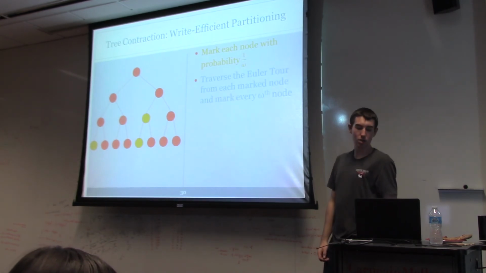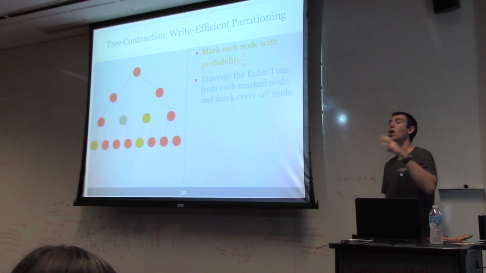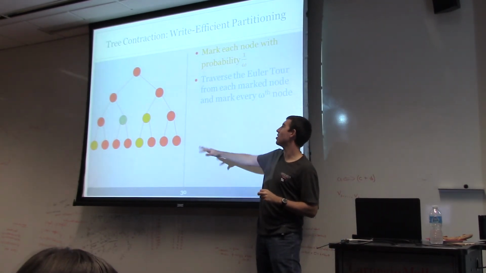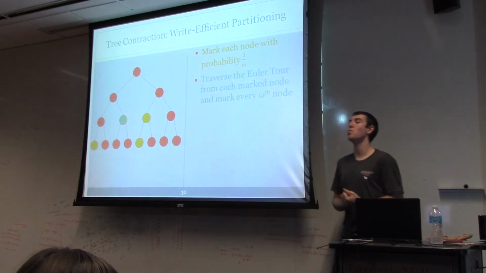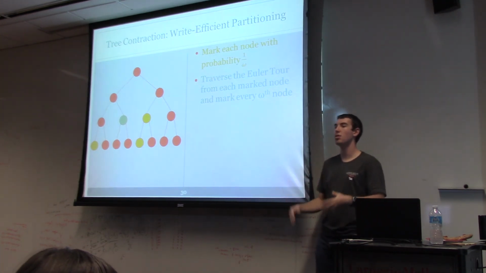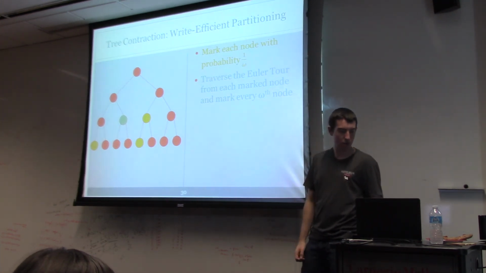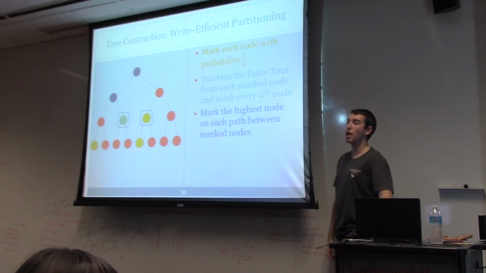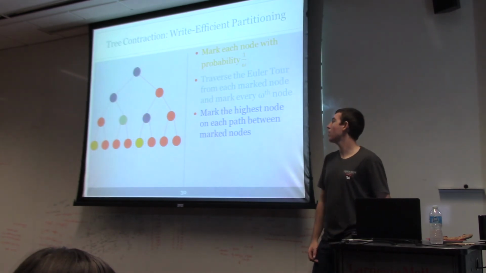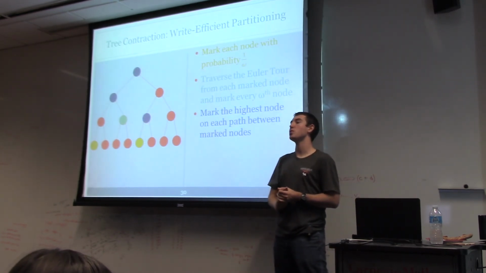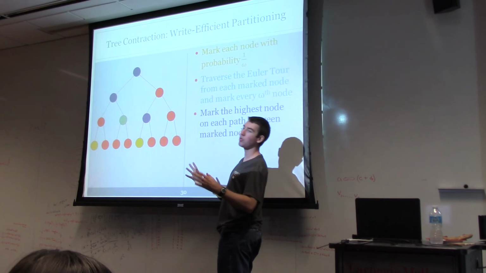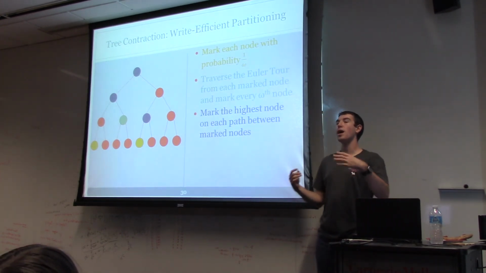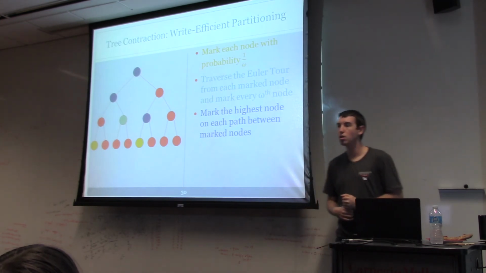Then we're going to traverse the Euler tour along the paths here, starting at each of these nodes and the root. And we're going to mark every omega node, which is going to give us some paths of length at most omega. Then every node that we've marked in these first two steps is going to pair off and mark the highest nodes between them. So you follow the Euler tour from the first node to the second node, and you mark the highest node you encounter along the way.